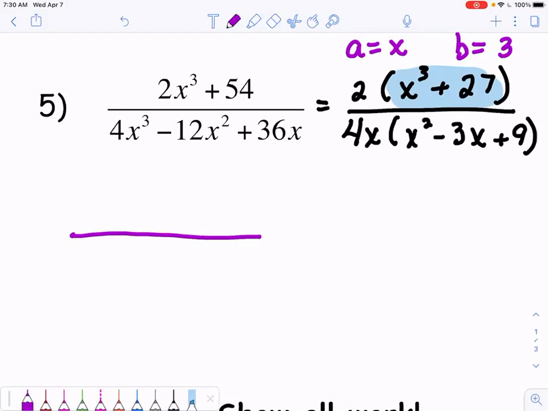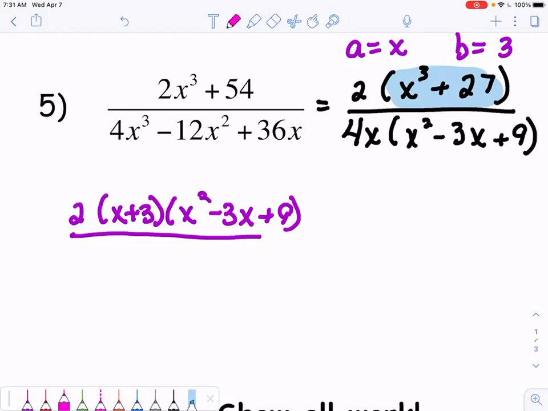So Jaden, how could I factor using the perfect cube formula, the x cubed plus 27? I did x plus 3, and then I did in another parenthesis x squared minus 3x plus 9. So A, same sign B. A squared, opposite sign, AB, always positive B squared. You can create a little jingle. That is now factored. The denominator is still that 4x and then x squared minus 3x plus 9.